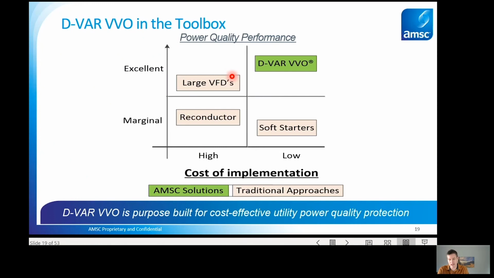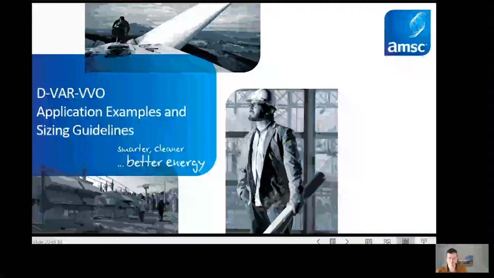Large VFDs, we established, are very complex and have substantial harmonic considerations, especially if you've got multiple motors that you need to be compensating. That VFD-based solution is going to get very expensive very fast. And the DVAR VVO, being specifically designed to solve these problems, gives us that nice combination of low project cost, low implementation cost, and very excellent performance for the power quality application.